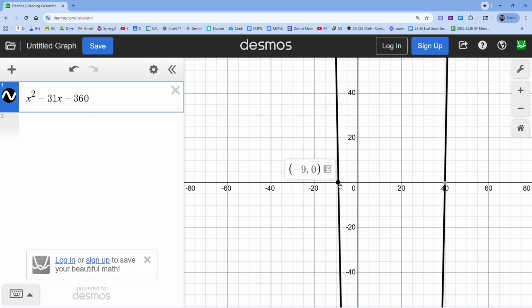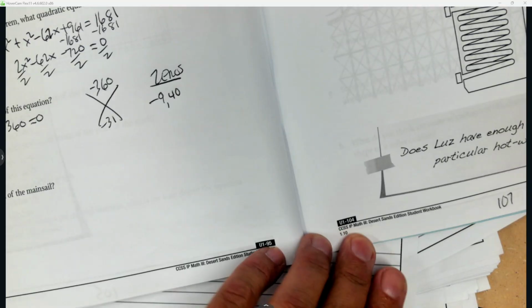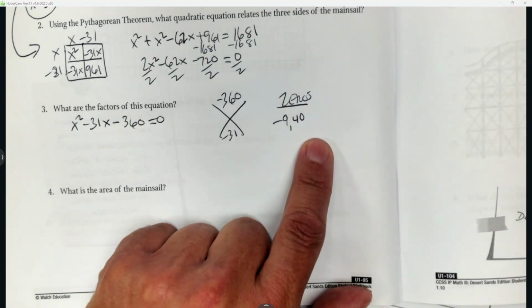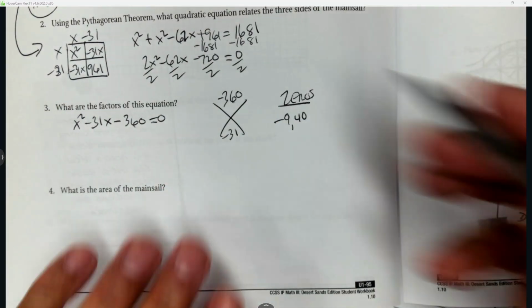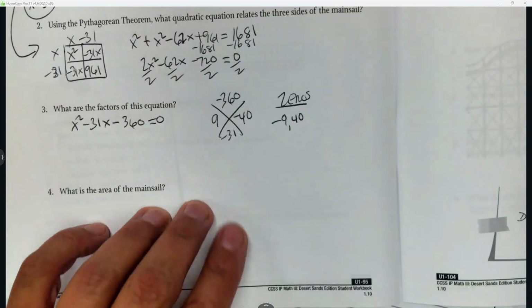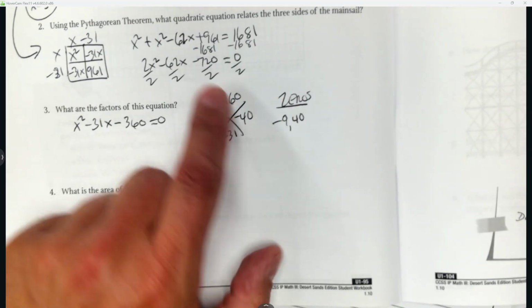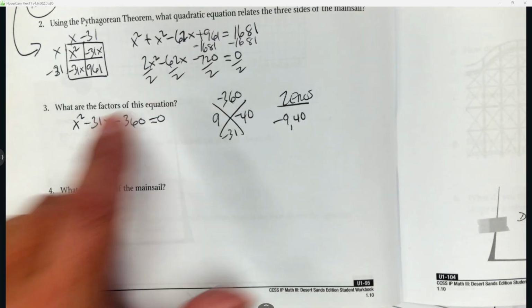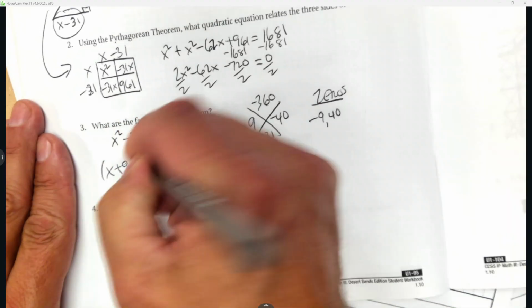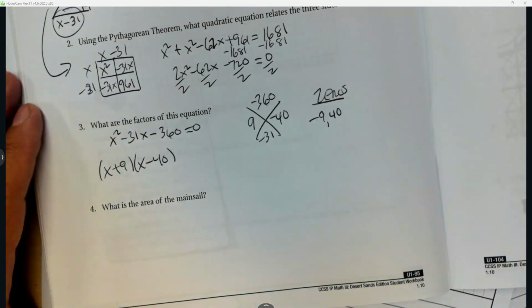So when I type that in, what are my x-intercepts? Those are my zeros, right? And I want you to notice the zeros are negative 9 and 40. So let me move this over. So negative 9 and 40. Those are my zeros. And how do zeros and factors relate? They are opposite numbers. So that means here, it's positive 9 and negative 40. They multiply and they add correctly. So what are the factors? And the answer is x plus 9 and x minus 40.